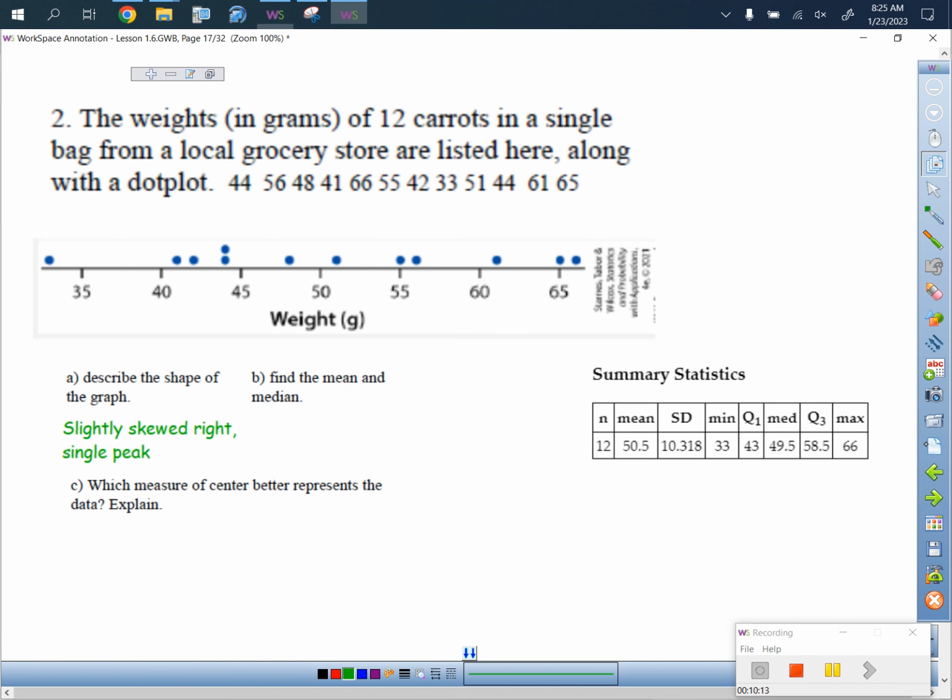So finding the mean and the median, it was right here in your summary statistics. So we'll jot that down. The mean is 50.5 grams. So an average carrot in that bag from the grocery store was 50.5 grams. And then the median, like if they ranked all the carrots in order from lowest weight to highest weight, was 49.5. Which measure of center best represents the data?